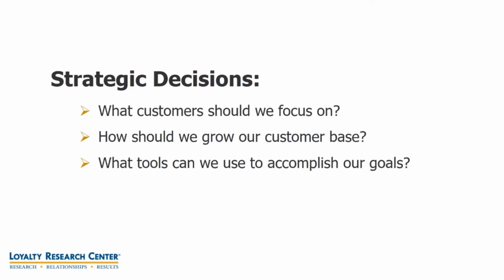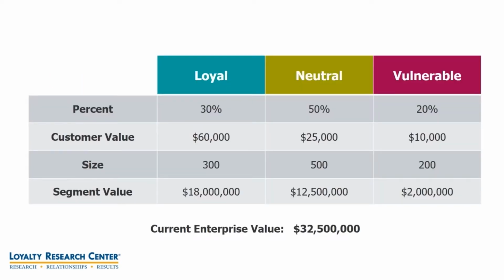The first is, let's look at migrating customers from weaker to stronger. So you see here in the table, we have our typical loyalty profile, 30%, 50%, 20%, loyal, neutral, vulnerable. You see a customer value for each member, an average for the member in that segment, and then the number of customers in that segment. I'm going to make it easy, 300, 500, 200, 1,000 customers for this hypothetical entity. It results in an overall value of $32,500,000 for the enterprise.